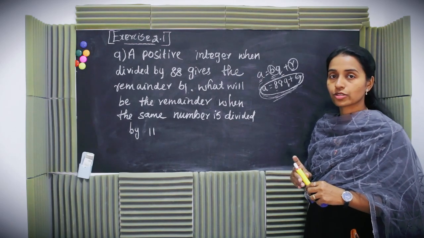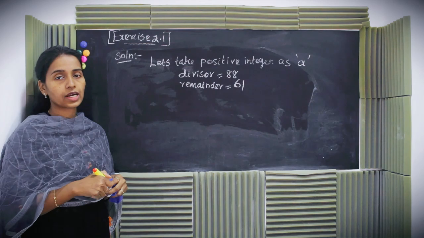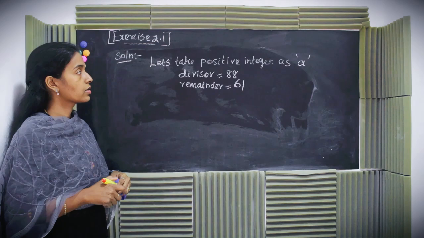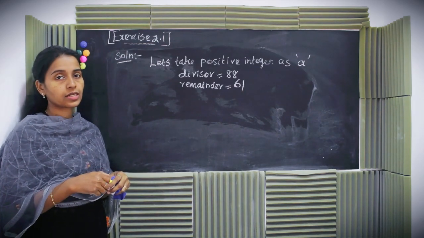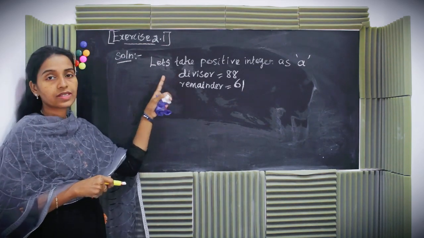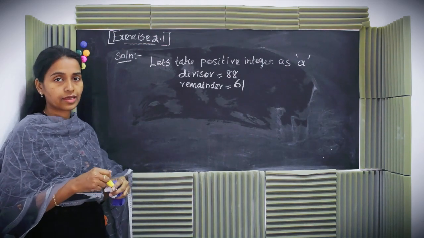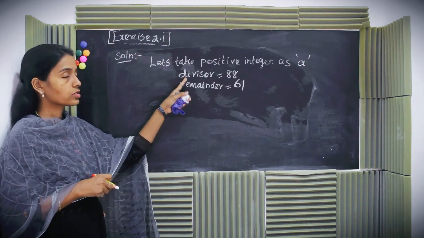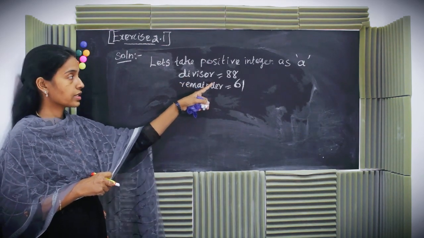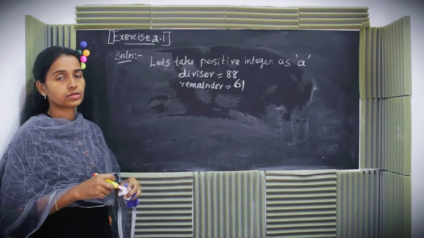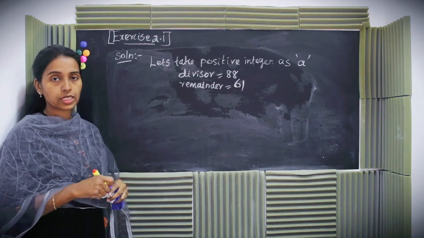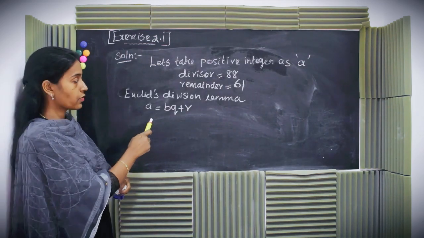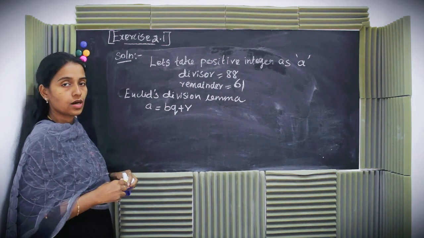Now we can see the solution. For the solution, we have to write the given information. What is given in the question? Any positive integer. I am taking any positive integer as A. We can take any letter, here I am taking A. And what is the divisor given in the question? 88. And the remainder is 61. Now we are going to use Euclid's division lemma formula. This is Euclid's division lemma formula: A equals BQ plus R.